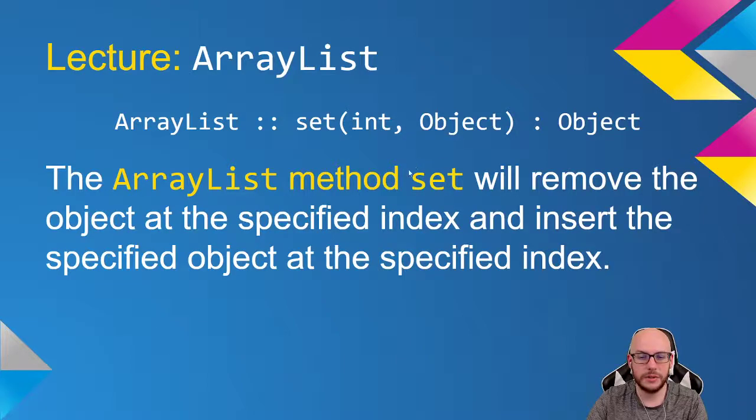Set. This is one that we could have used with our before and after tables. It is going to basically remove and insert, effectively combine. The set will remove the object at the specified index and insert the specified object at the specified index. So set is going to take in an integer index. That is the spot that you want to change. And this is what you want to set it to, simply put, right?